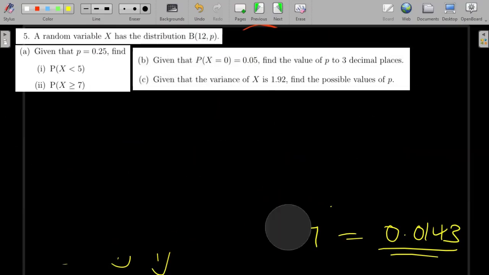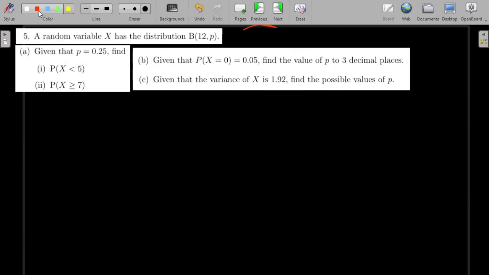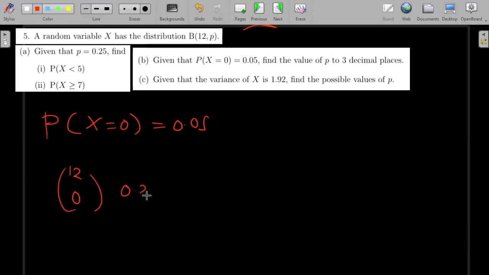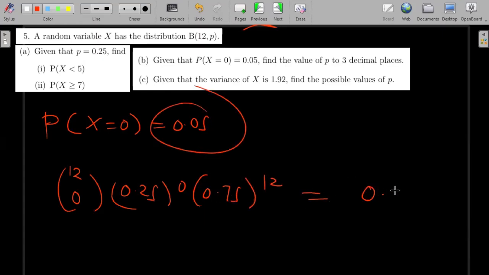Right, let's look at B. So on B, they're saying given that the probability of X equals 0 is 0.05, find the value of P to 3 decimal places. So here we use the binomial distribution PMF. So we said it was N combined X. So the X is 0, so it is 12 combined 0, then 0.25 to the power 0, and then 0.75 to the power 12. They're saying this should be equal to 0.05. So now they want us to find the value of P.